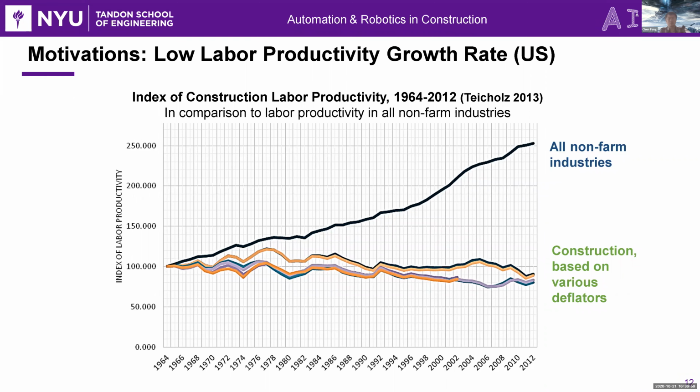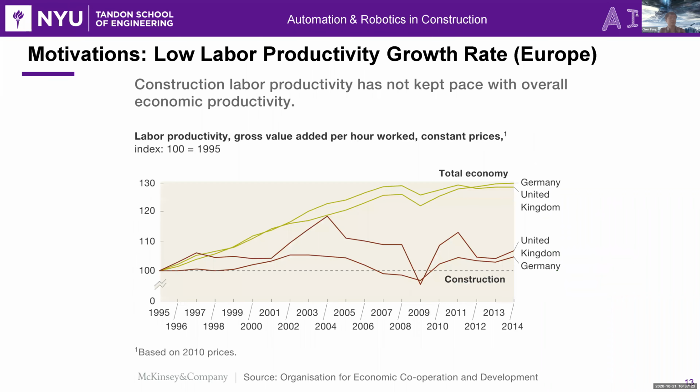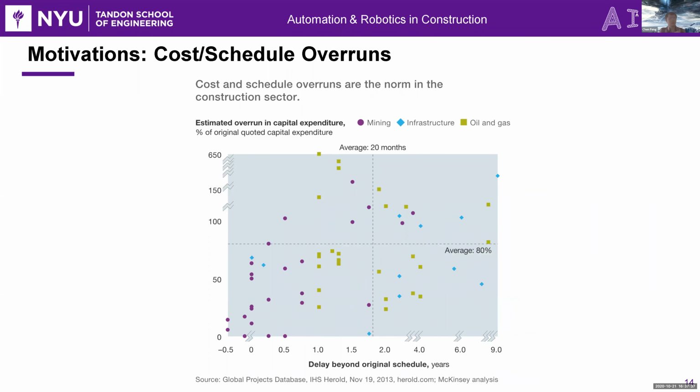Of course, there are multiple complex reasons for this phenomenon. It's not just because of technology, but if we have better technology, such as how robotics is benefiting the manufacturing industry, then we would see better and faster growth in labor productivity for this industry. It's not just in the US; worldwide, if you look at this figure, in the UK and Germany, we see a similar effect as well. A third motivation for this research is cost and schedule overruns.